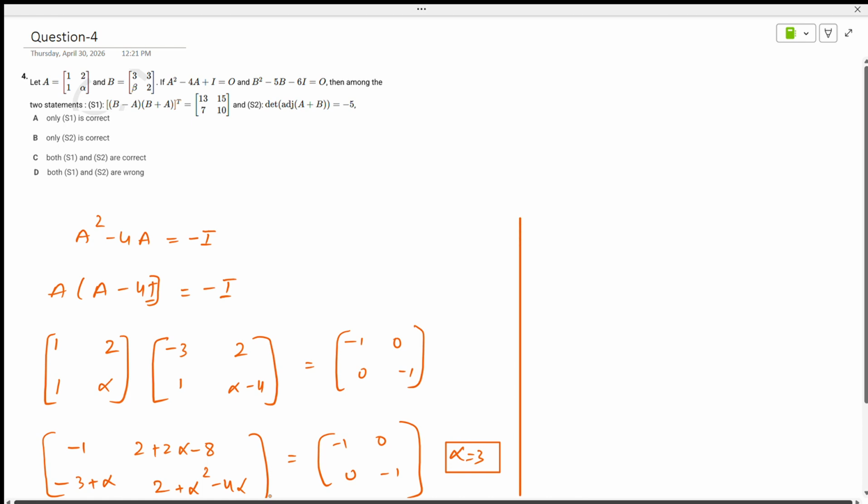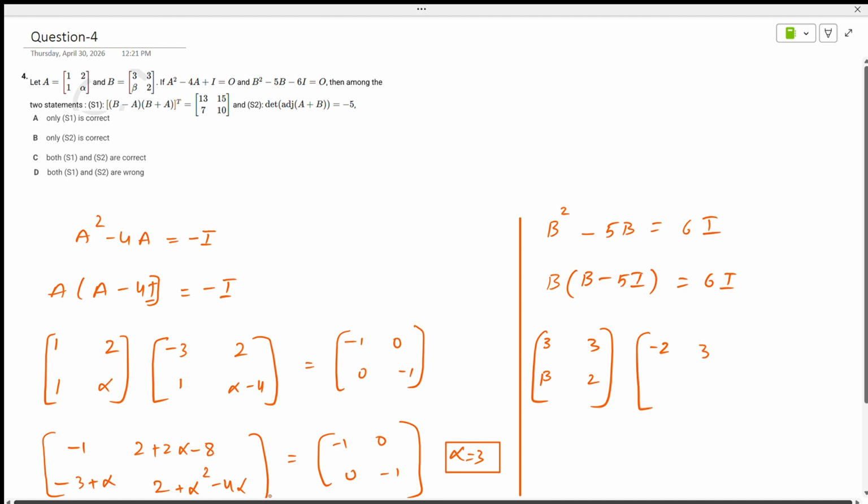Let us look at the second equation where B square minus 5B is equal to 6I. So B of B minus 5I equal to 6I. What is B? B is 3, 3, beta, 2, and B minus 5I is 3 minus 5, minus 2. Beta minus 0 is beta. 2 minus 5 is minus 3. And this is equal to 6, 0, 0, 6.